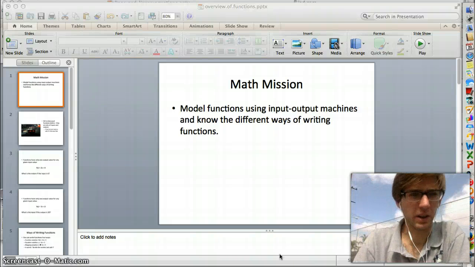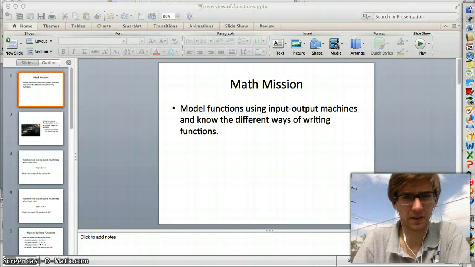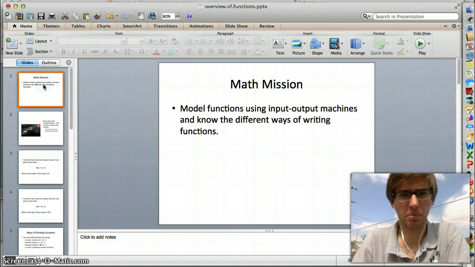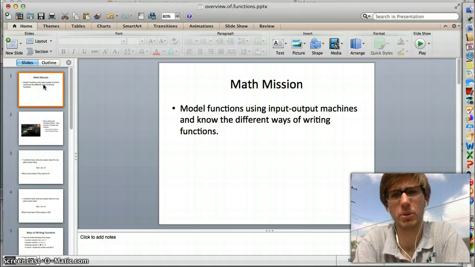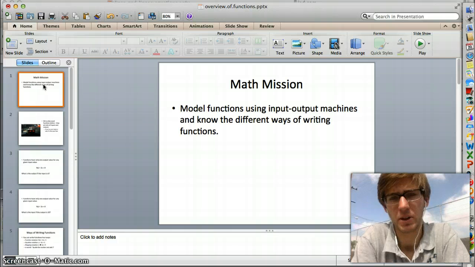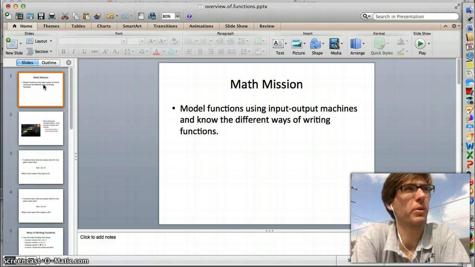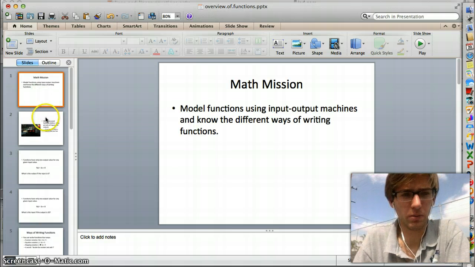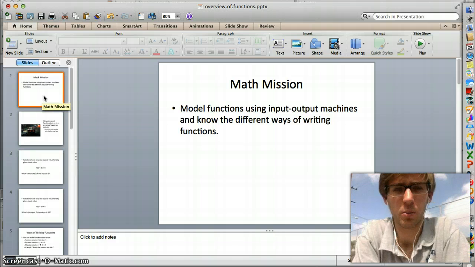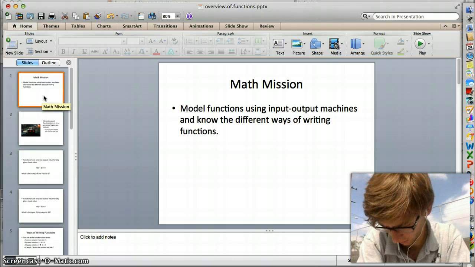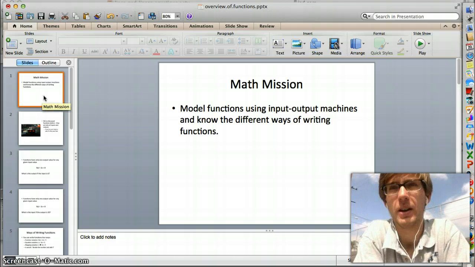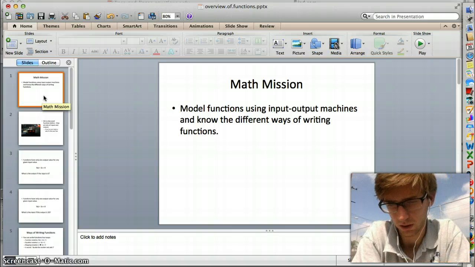Hey guys, so in preparation for Wednesday's lesson, we're going to talk a bit about modeling functions using input-output machines, and then about the different ways of writing functions. We've talked about functions before, so this should be review, and this is directly related to your homework, which is due this Thursday, October 23rd.